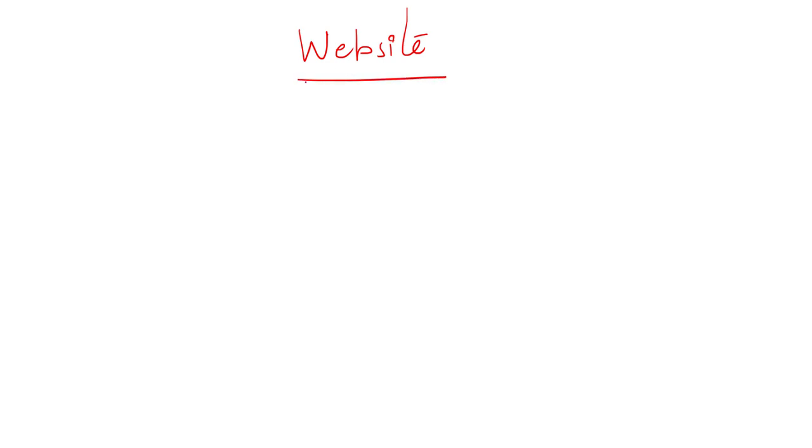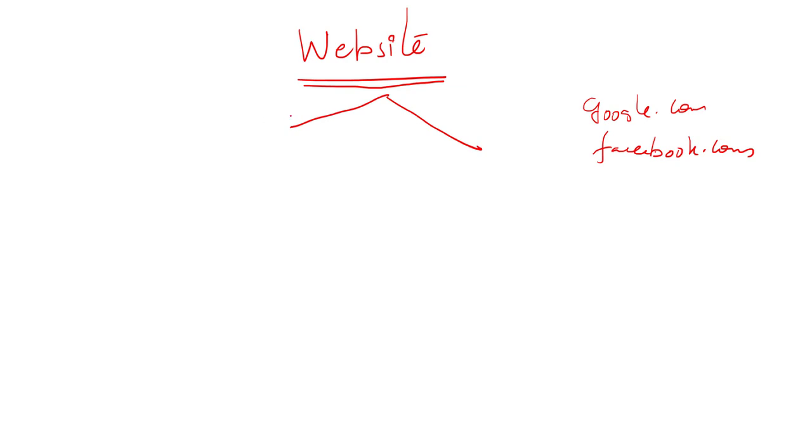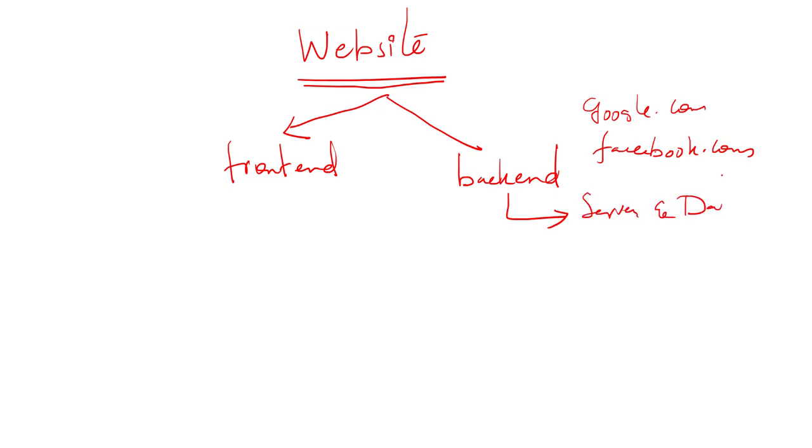A website is nothing but a collection of web pages. We can say it's a web application. Any website, for example google.com is one website, and facebook.com is another website. Any website basically has two parts: front end and back end. The back end deals with the server and database.